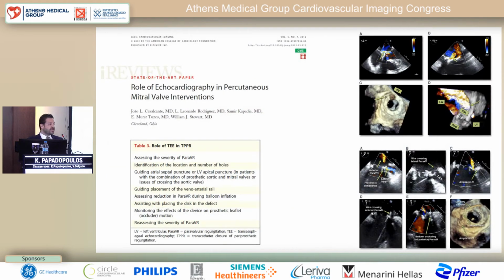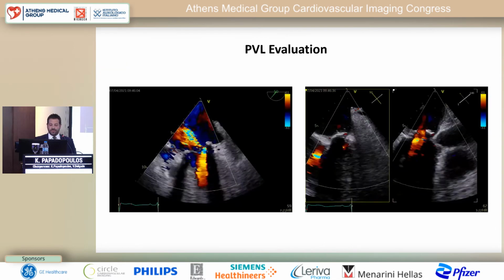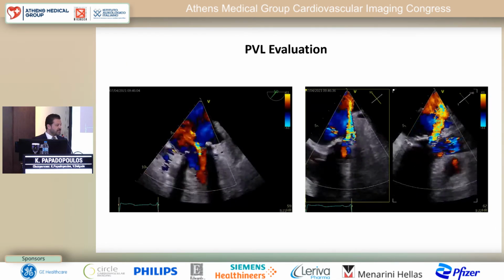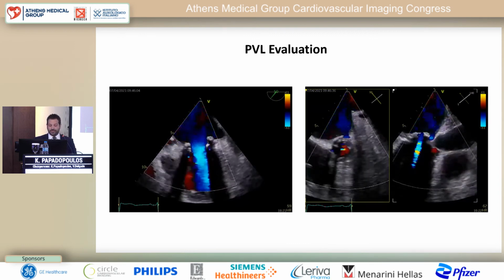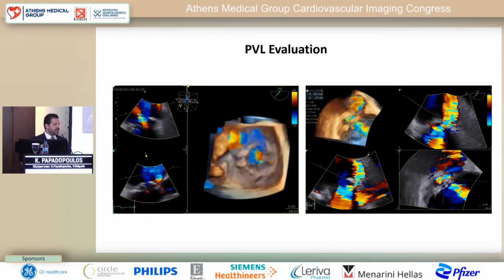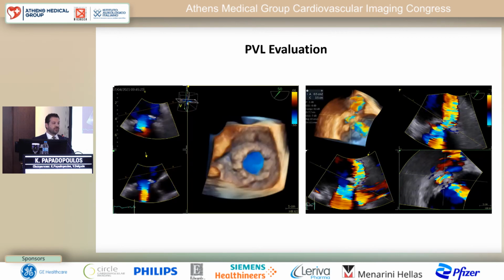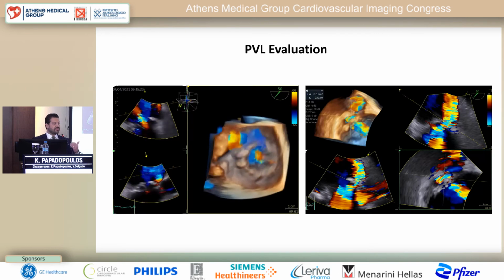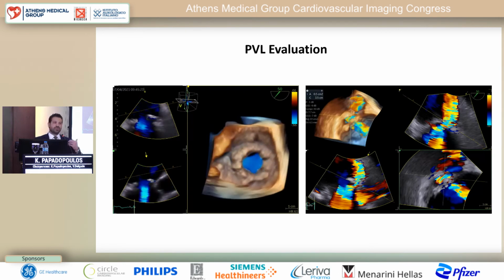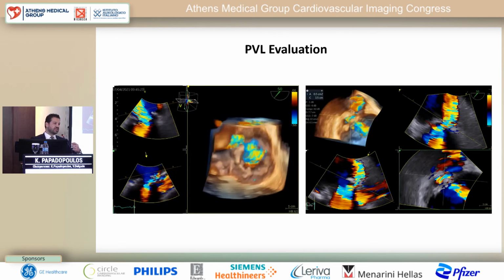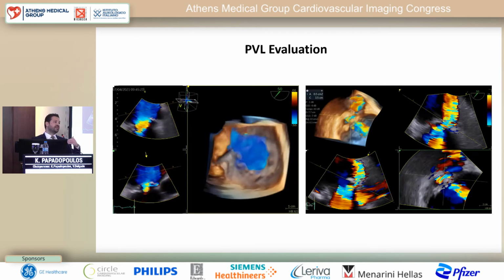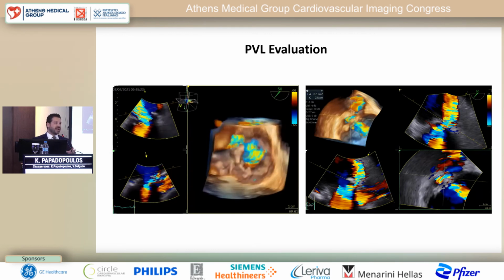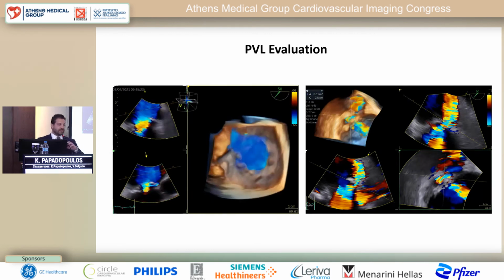In paravalvular leaks, also we can use 3D echo. You can see this case. We have several jets. We have transvalvular and we have paravalvular leak. So with 3D echo, we were able to appreciate that we have a dysfunctioning bioprosthesis with severe paravalvular leak at 11 o'clock. And we can also measure the vena contracta of the PVL if it is a case that is suitable for a plug device. Of course, this is not about this case.